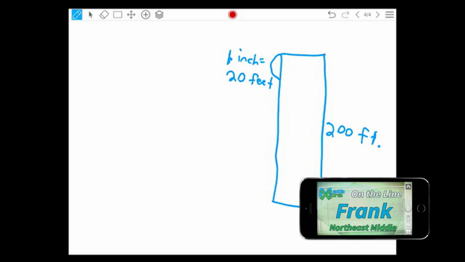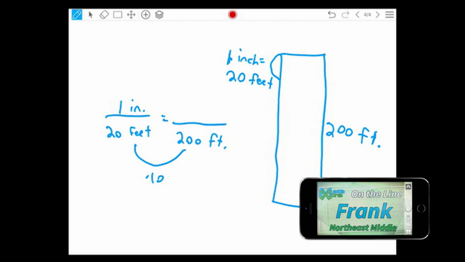Now, let's take a look at what it looks like with scale factor. So if we set up our fractions again, we have 1 inch for 20 feet. We want to know how many inches for 200 feet. So 20 times 10 was 200. 1 times 10 is our 10 inches.